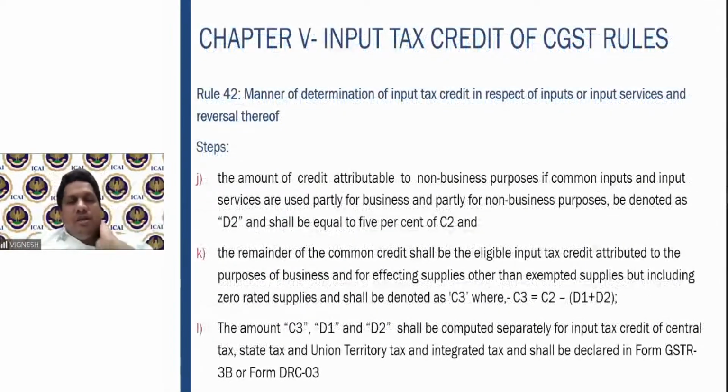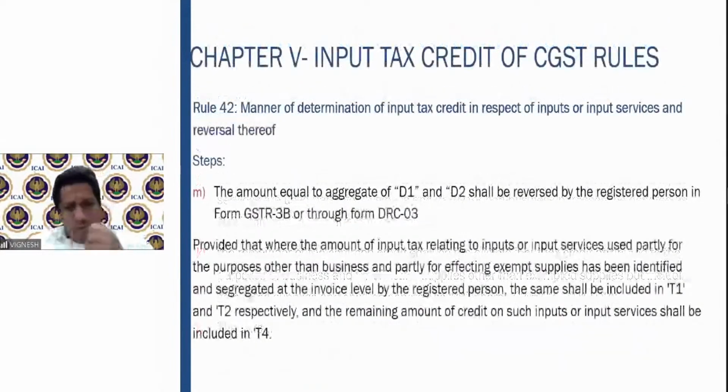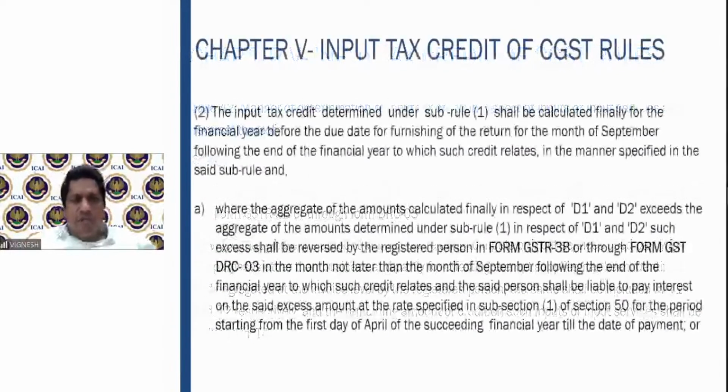Fine, I hope this is clear. Then for non-business purpose you have to take straight away 5% of C2. The balance is the common credit. You have to see it separately. We have worked out multiple problems based on this. Just for revision, I'm going to see. Once you get the D1 and D2 aggregate, you have to reverse it.